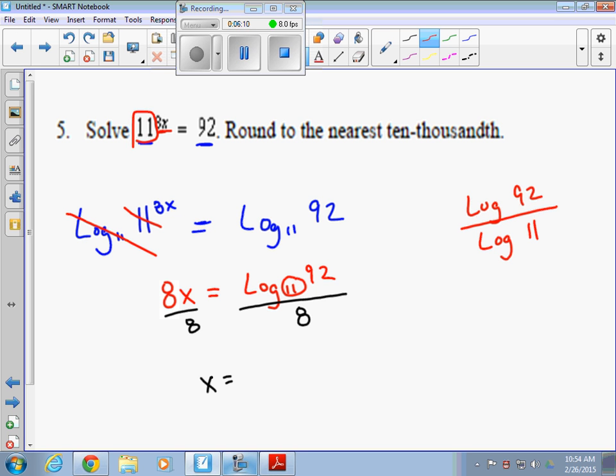So the way you're going to get the correct answer out of this is you're going to punch it in just like this. When you press log, it's going to open up a parentheses. You're going to put 92 and then close the parentheses, divided by log again. It'll open up a parentheses 11, close the parentheses again, divided by 8. When you punch that in just like that, you're going to get the correct answer, or you get an estimate of the correct answer.